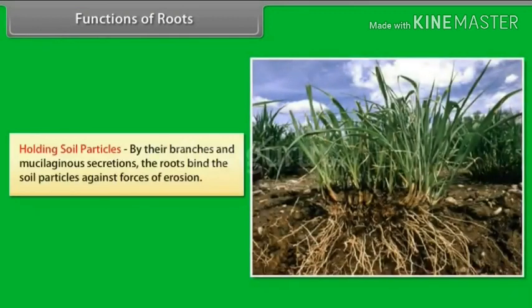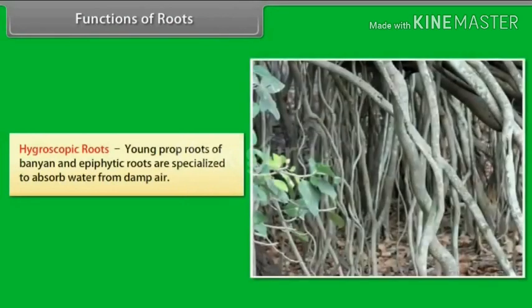Holding soil particles. By their branches and mucilaginous secretions, the roots bind the soil particles against forces of erosion. Hygroscopic roots. Young prop roots of banyan and epiphytic roots are specialized to absorb water from damp air.